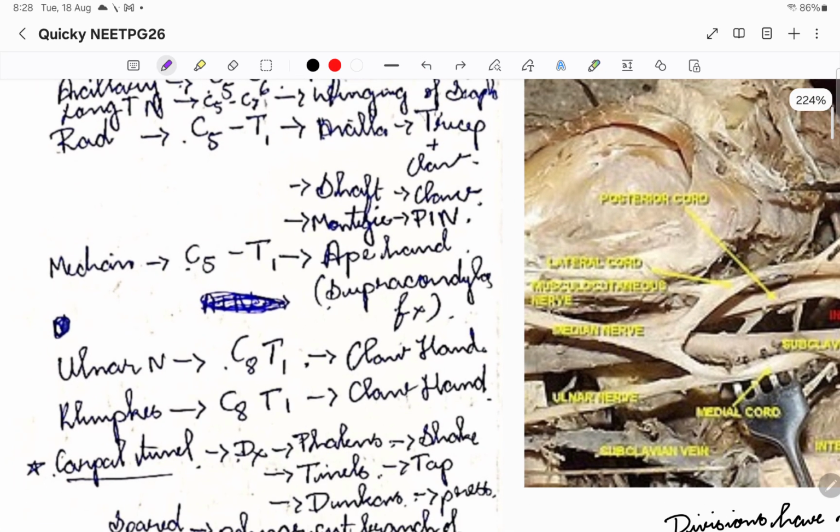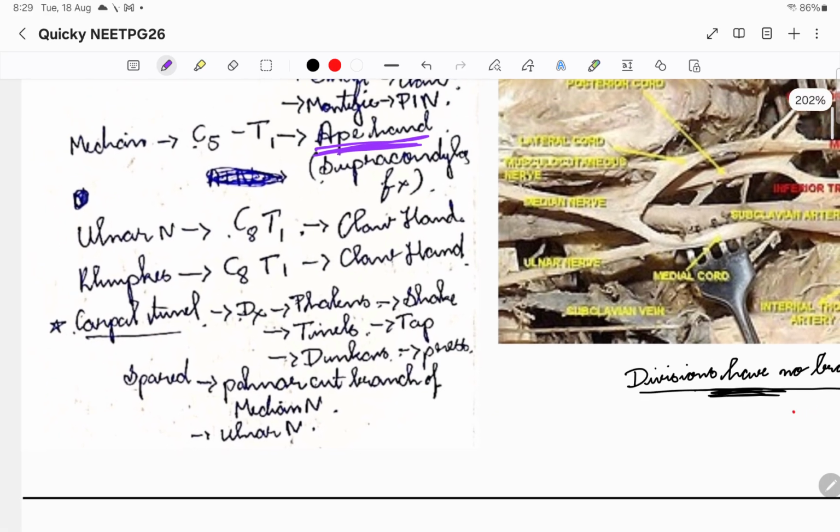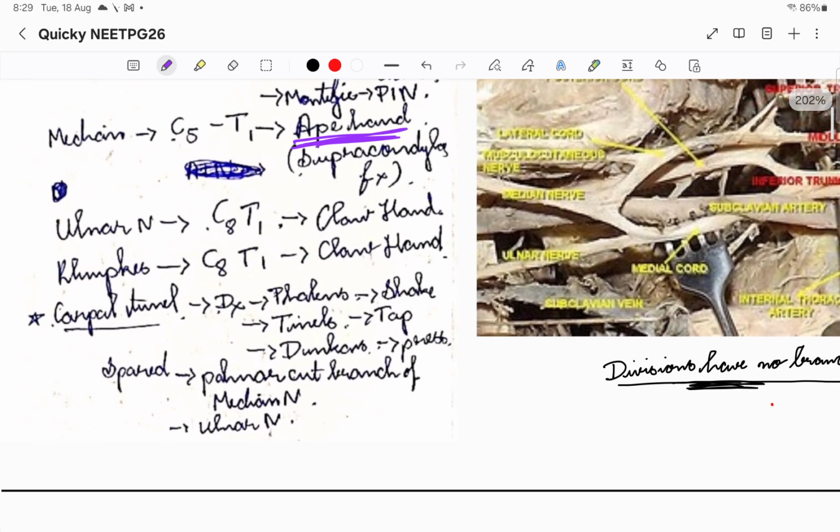Okay, so radial nerve is done. Then coming to median nerve, C5 and T1 again, right? So radial nerve and median nerve, C5, T1. Here we are going to see ape hand. I'll tell you why we see ape hand when we are discussing in orthopedics.